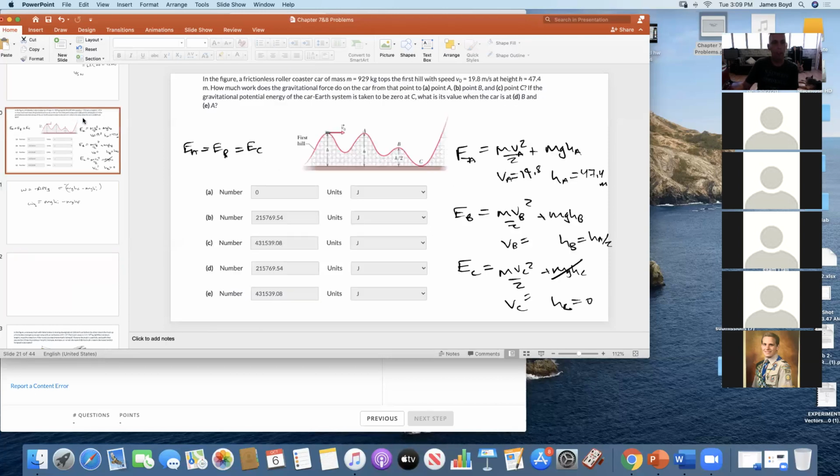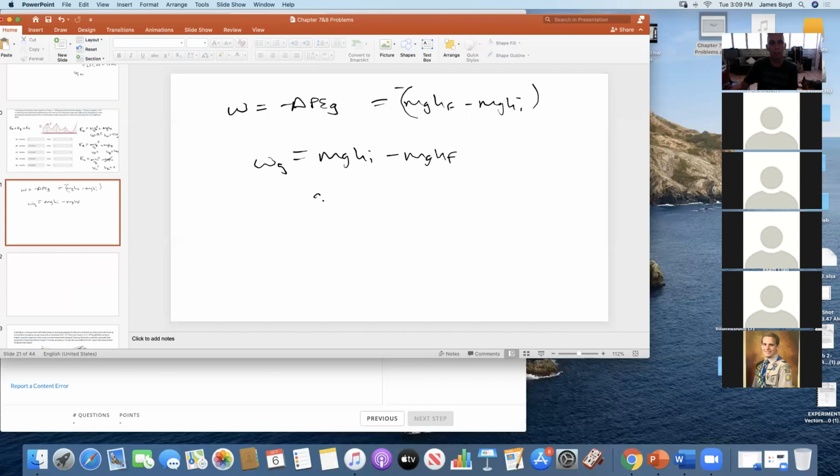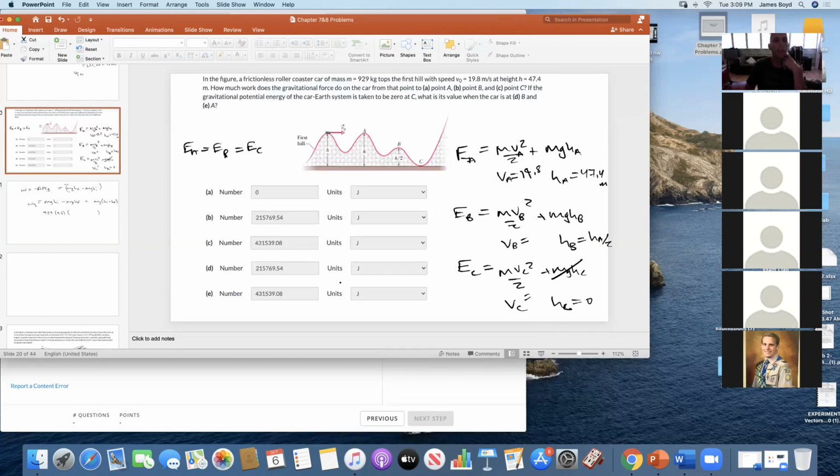So we know this thing weighs 929. This is technically mg times h initial minus h final. So this is 929 times 9.8, and then for each one, we'll just plug in the values. Initial minus final, the change is 0. From A to B, it's half of 47.4.